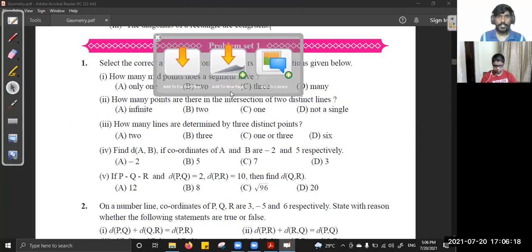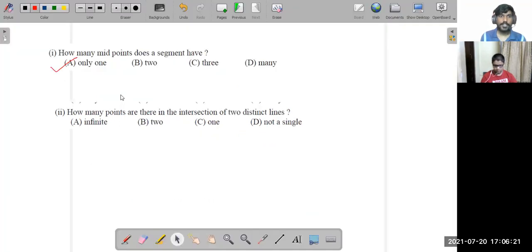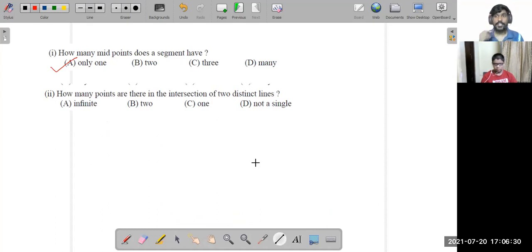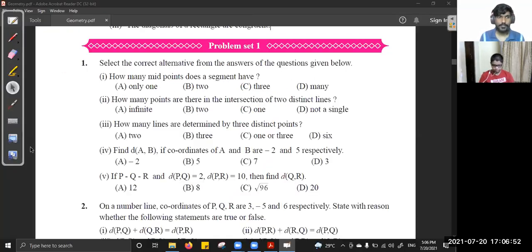Okay, let's see the second one. How many points are there in the intersection of two distinct lines? Okay, try to recollect first. Distinct means unique, different, separate. So two lines, how many intersection points are there? One. So the answer is C, only one. When two lines are intersecting, there is just one point in their intersection.